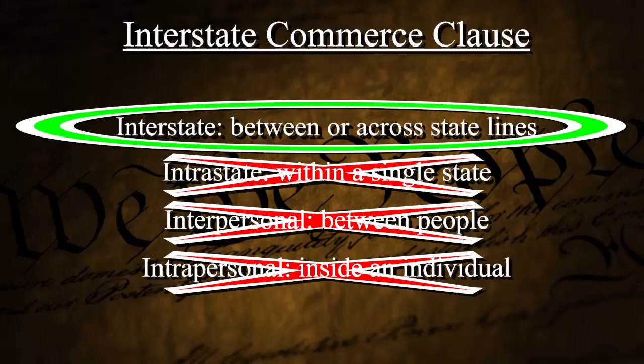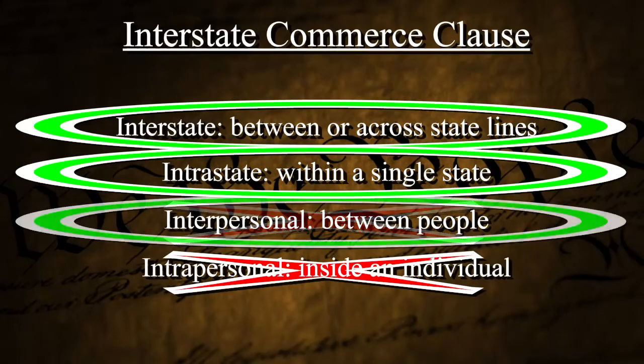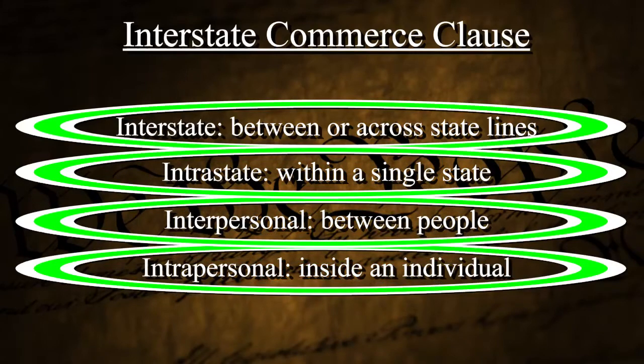So back to the slide where we had just the one thing that was circled, right? It has this green circle around it. Well, our problem is it's now intrastate, and it's now interpersonal. The Interstate Commerce Clause could pretty much be called the Intrastate Commerce Clause, the Interpersonal Commerce Clause, Intrapersonal Commerce Clause. That's not what it is, though.